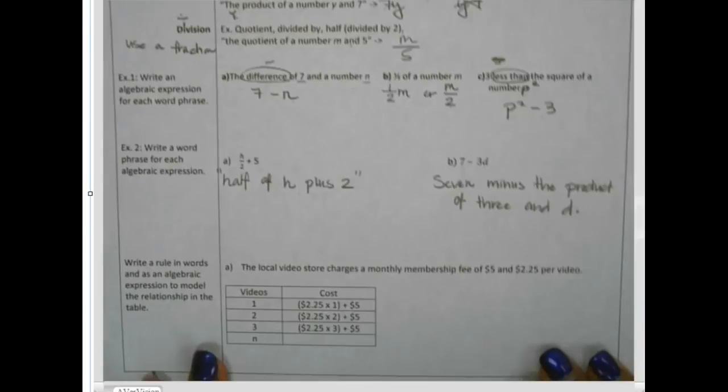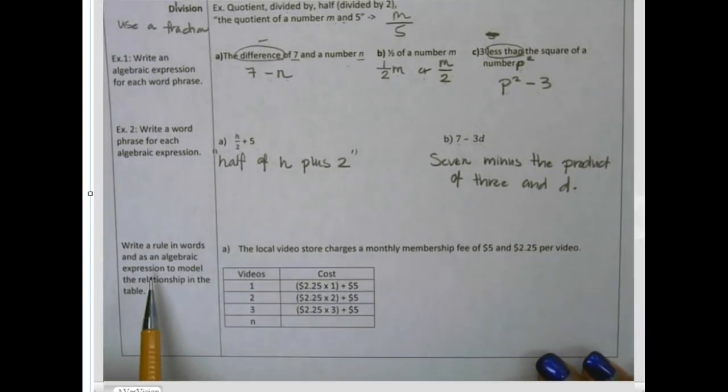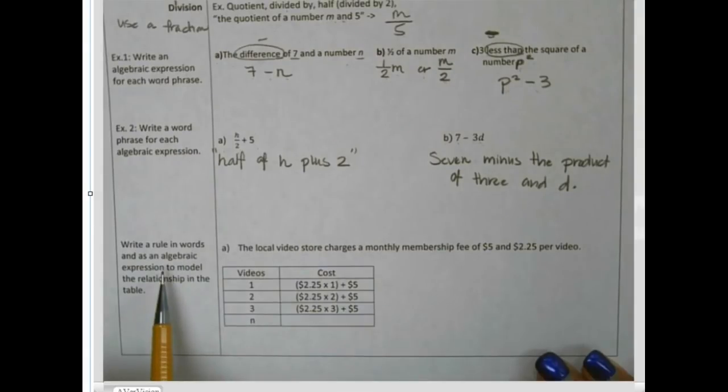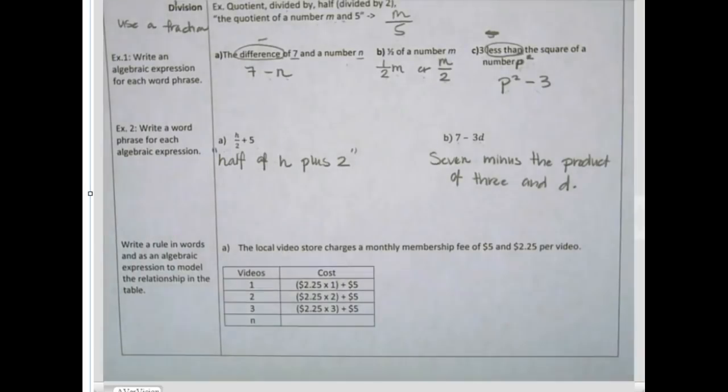You can say a number D if you want to, but I'm fine if you just write D. Okay, last example from 1.1. Write a rule in words and as an algebraic expression for this model. So here's the model here, and let's read. The local video store charges a monthly membership fee of $5 and $2.25 per video.